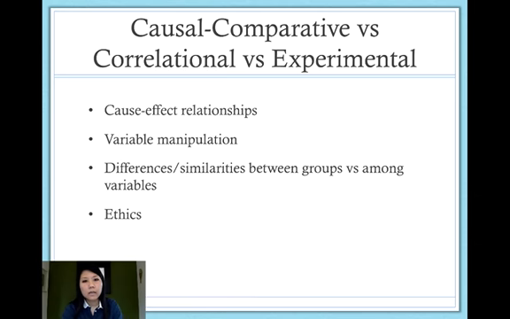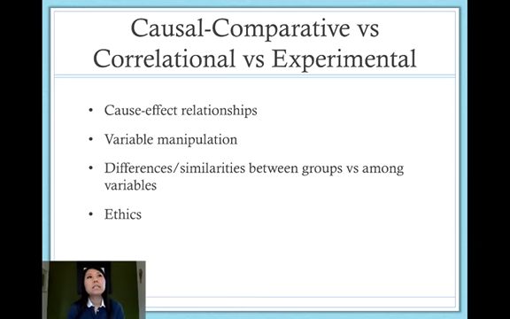And the final important point here is ethics. There may be some studies that you could technically do, but it would be unethical to do. There may be some experimental studies where you're like, yeah, I could do that technically, but I wouldn't want to because it's a terrible study. So then you might try to do a causal comparative study.